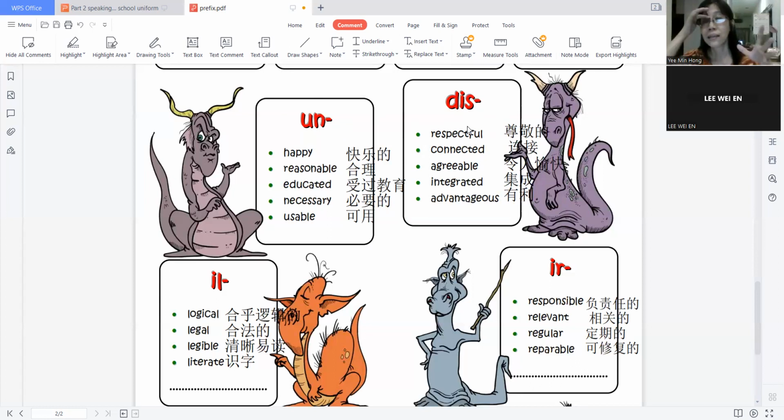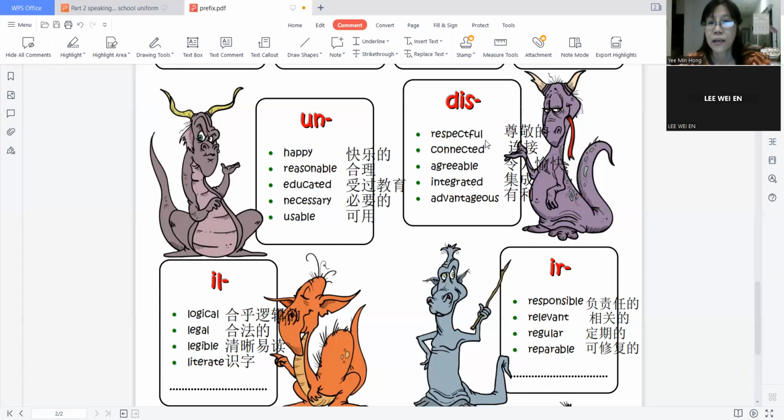A lot of words have different accessories to wear. So for some of these words, they use this one. Can you read this? Respectful, connected, agreeable, integrated, advantageous. Good.